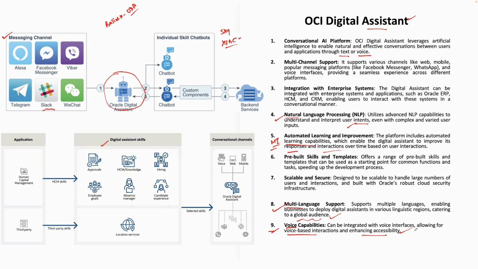So it's not that, say you are traveling and on your mobile, you have to type on it. You can simply use voice capabilities and interact with it. So yeah, I think with this, you've got a very good understanding. All the OCI Digital Assistant is doing is helping you create your own chatbots for your business. What a personal assistant does for humans, it is a personal assistant for the business.